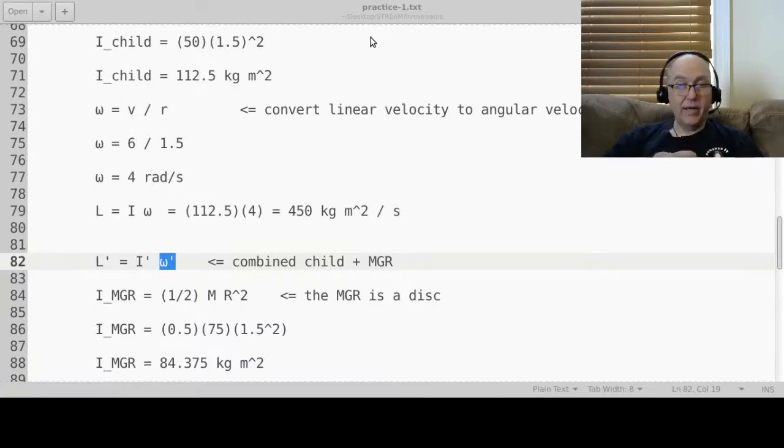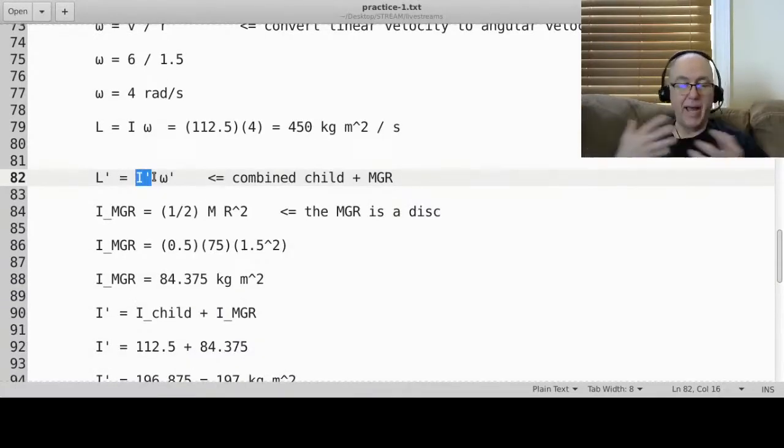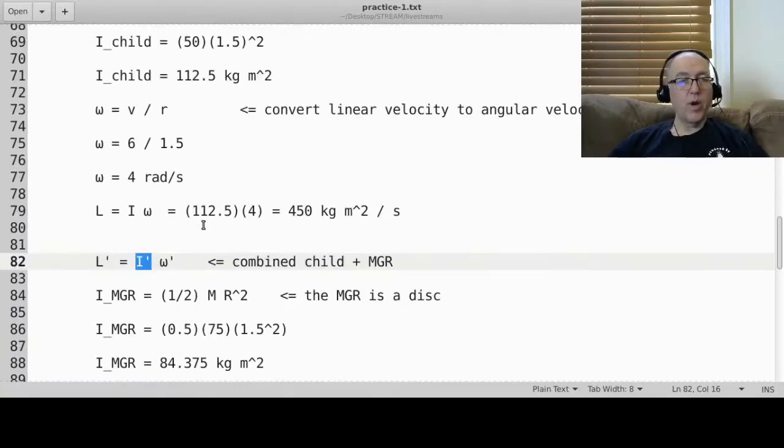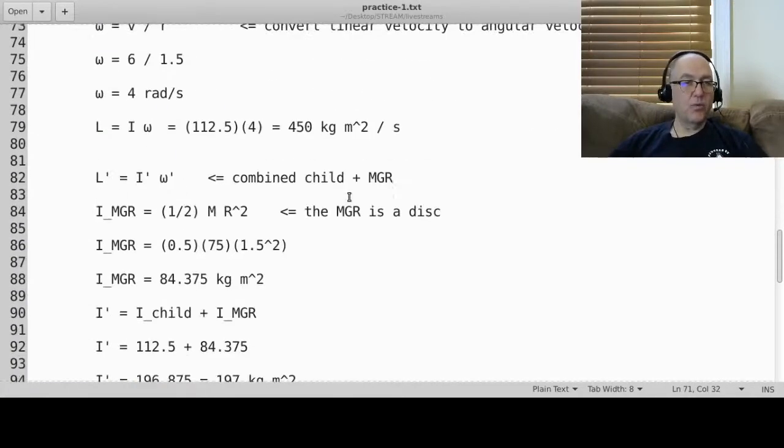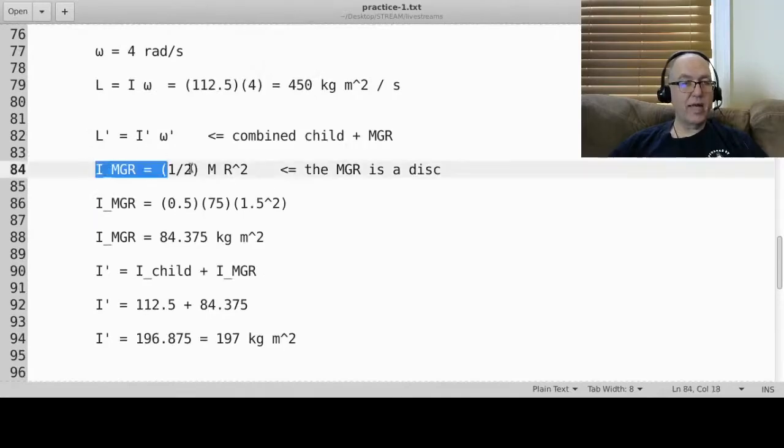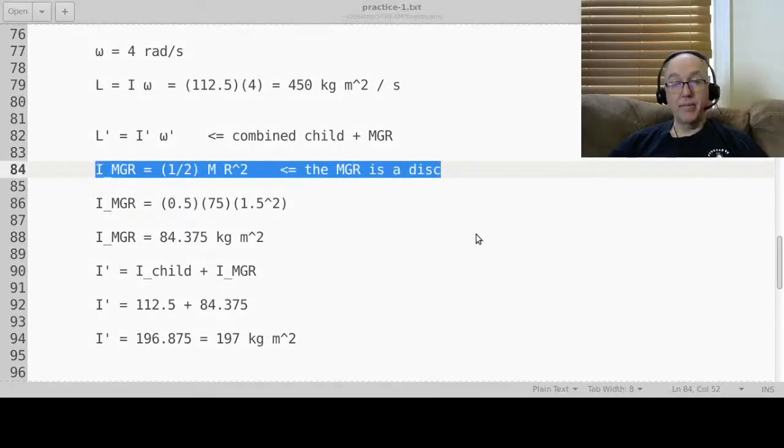It's the I after that's different. So what is that I after? Well, just ask yourself, what is spinning after the child grabs on? Not just the child, but the child and the merry-go-round. They're both spinning together. So this new moment of inertia is the combination of the two. We already have the moment of inertia for the child. What we need is the moment of inertia for the merry-go-round. The merry-go-round can be treated like a disc. Once again, the thickness of it doesn't matter. It's just how the mass is distributed radially, not height-wise.